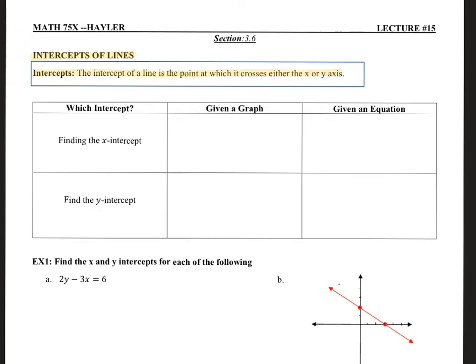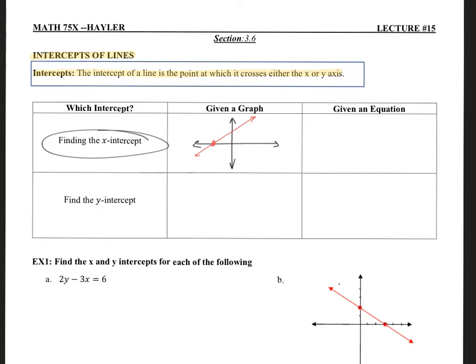Alright, so which intercept are we looking at? Well, if we're looking at finding the x-intercept, if we have a graph and a random line, let's look at a few different types of lines. I'll do them in different colors. So here's one line. Ooh, that's supposed to be a pen, not a highlighter. Okay, so we have one type of line right here, the slanted line. So this one would have an intercept right here at this point.